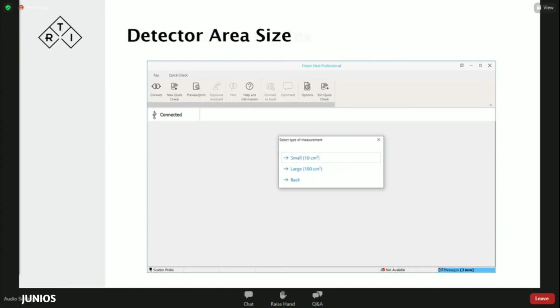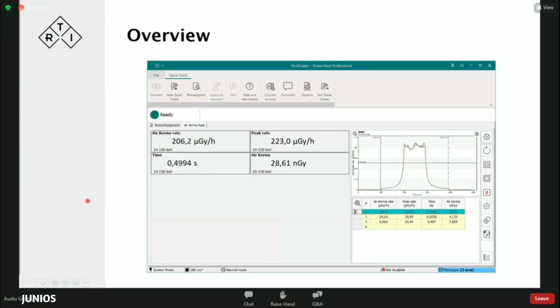The second decision, or the second choice, is the size of the detector that you will be using. Will it be the 10 cm squared, or will it be the larger detector, which is the 100 cm squared? All right. Okay, so let's have a look into the main view, which we call the quick check.